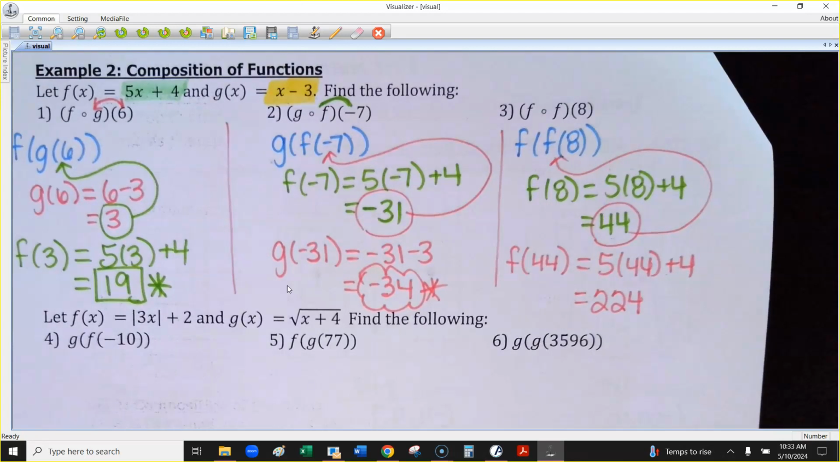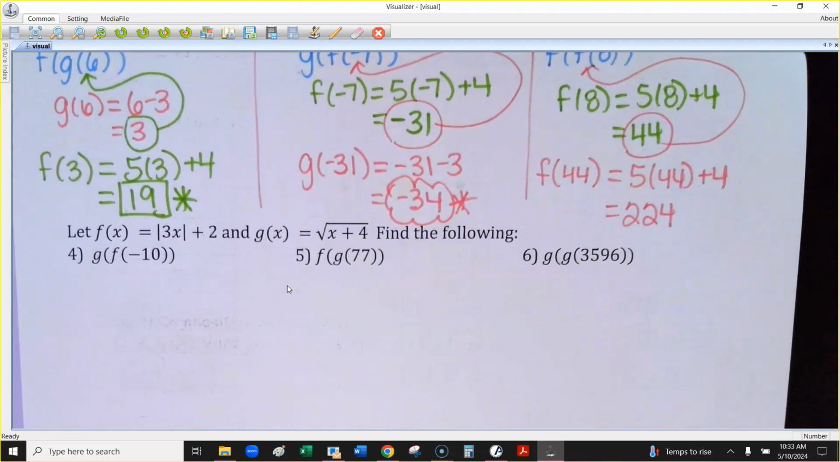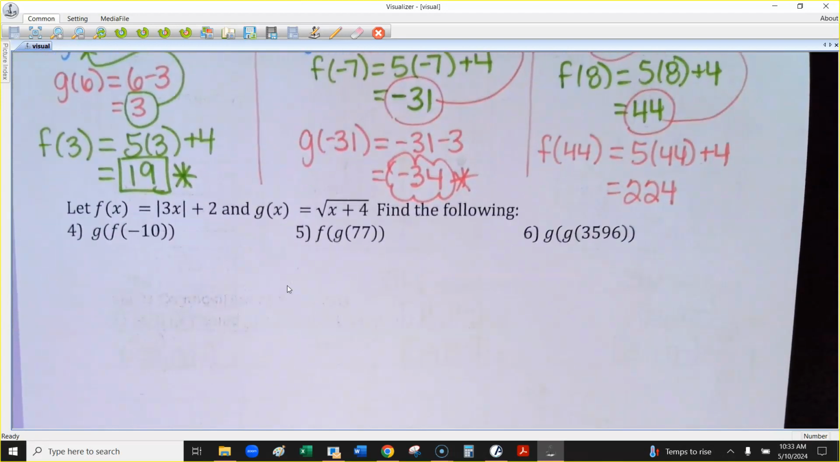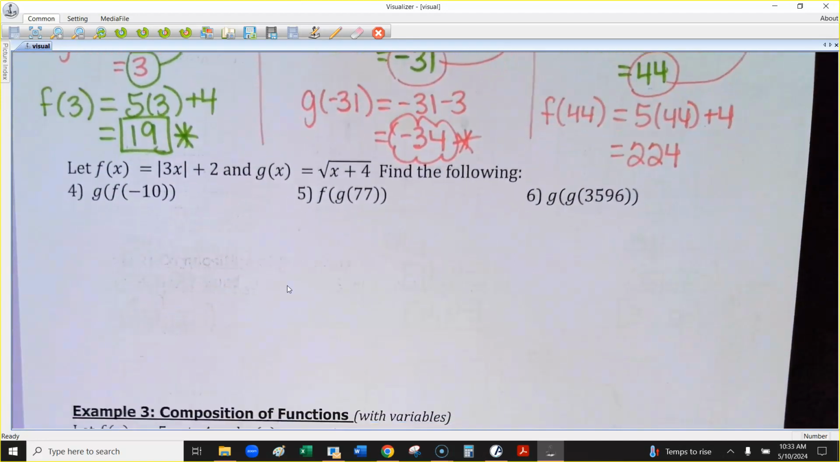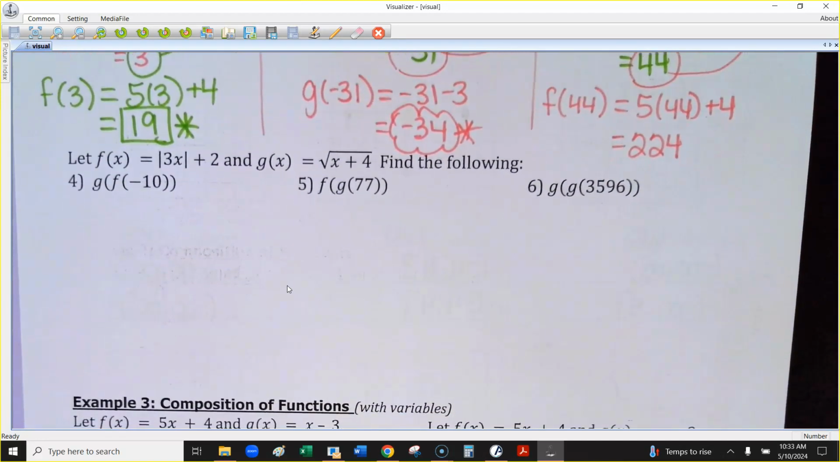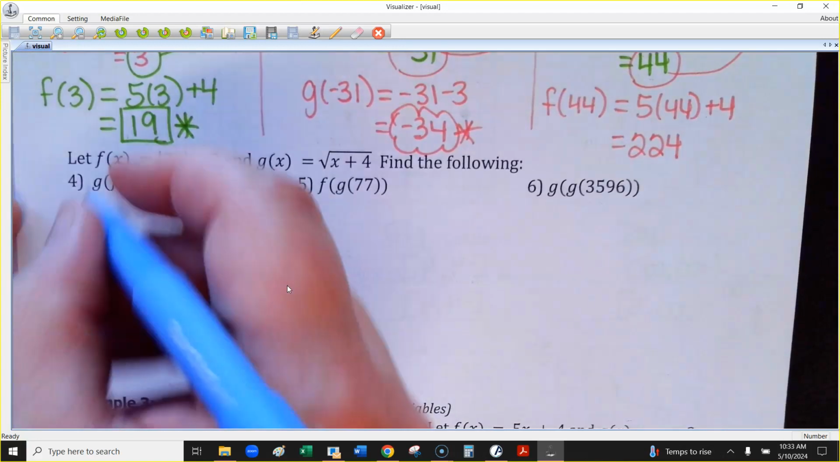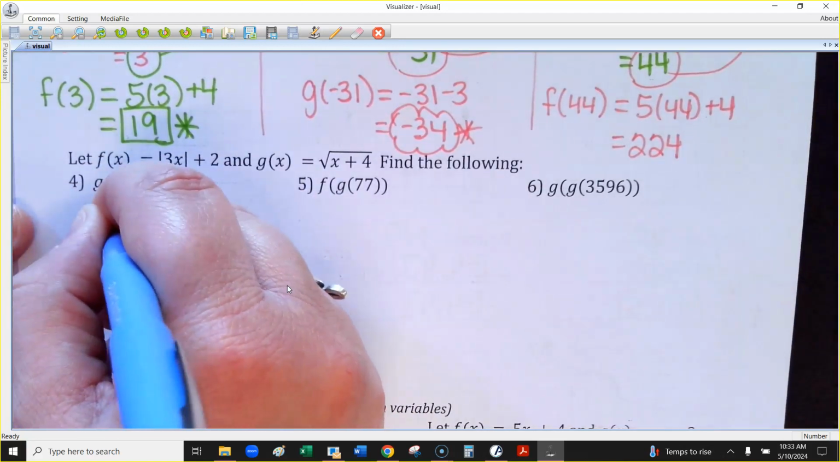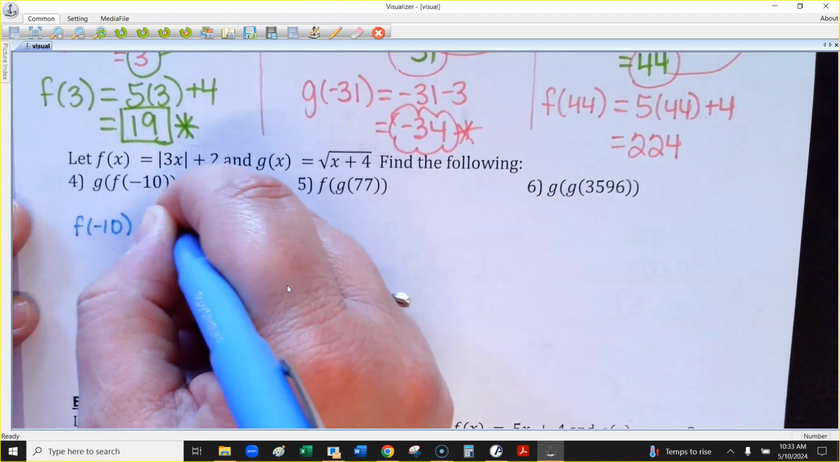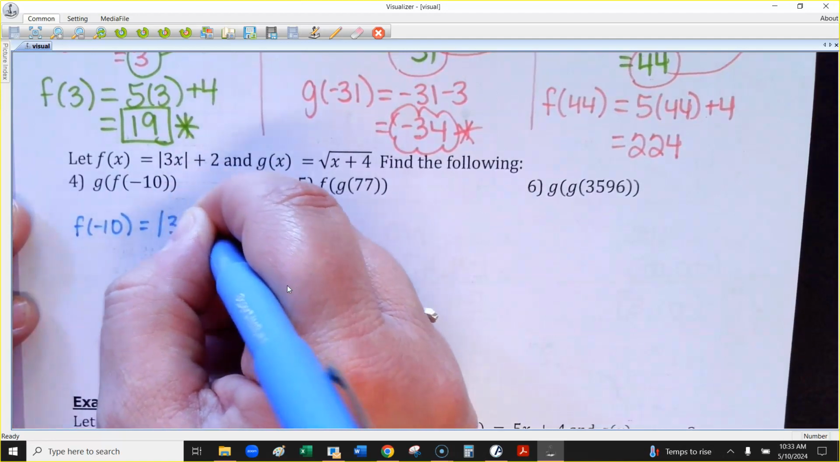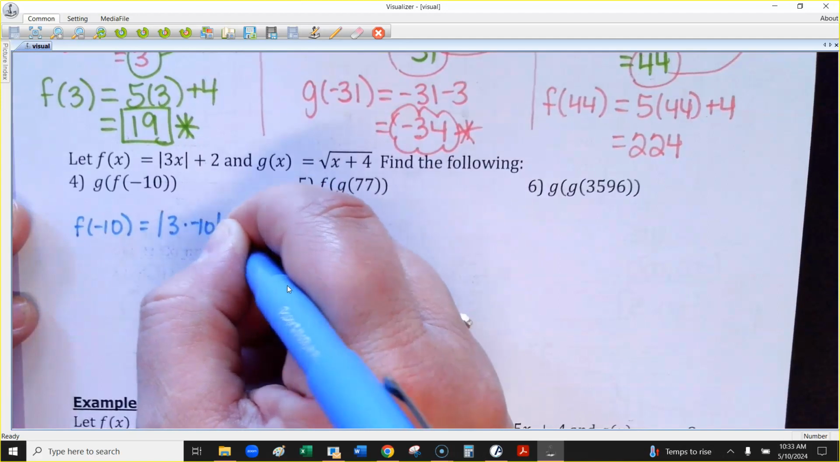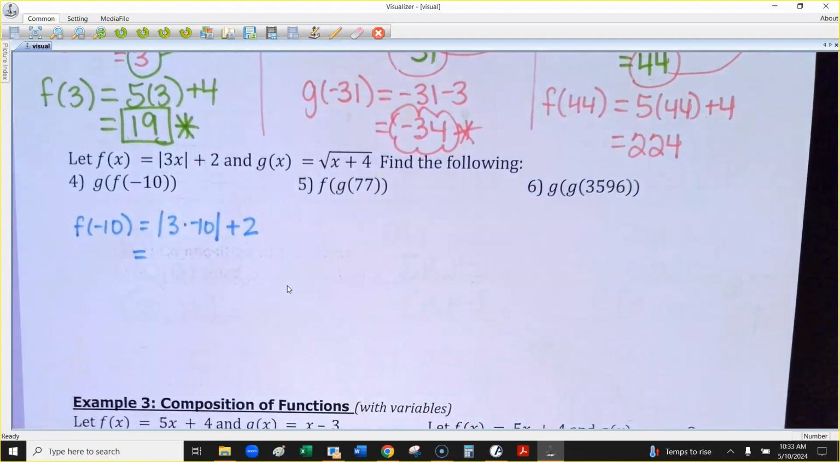Okay, now I have a little bit of a throwback, a little absolute value, and a little square root here, but I promise these are all nice numbers. So I wrote this in the other notation. So whatever's inside goes first. So if I do f of negative 10, I would do 3 times negative 10 in the absolute value plus 2. Okay, now in the absolute value, what would you put in the absolute value there? Would you multiply it first, or would you just change it to 10, or what would you do?